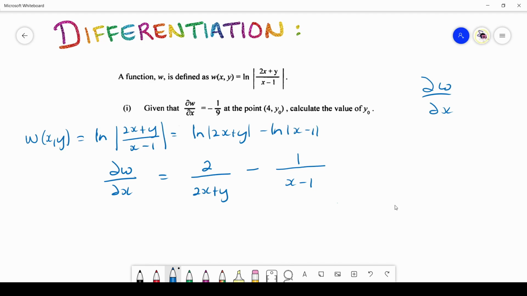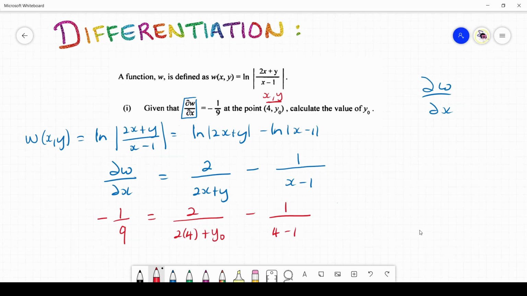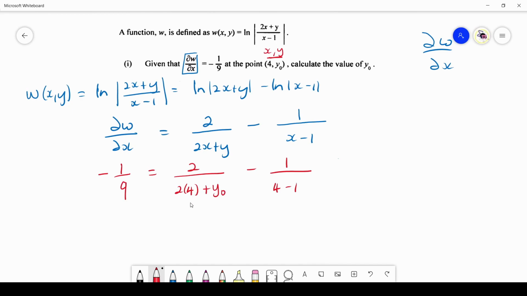So next up, what we're going to do is use what the question gave us. They told us that ∂w/∂x has a value of negative 1 over 9. So we can now substitute that ∂w/∂x is negative 1 over 9, and it also takes that value at the point x and y, where x is 4. So we're going to have 2 times 4, and that y value is y0, right? Minus 1 on x has a value of 4 minus 1. And we're going to just attempt to simplify, and this will clearly create a nice little equation, and we can just solve for the value of y0.